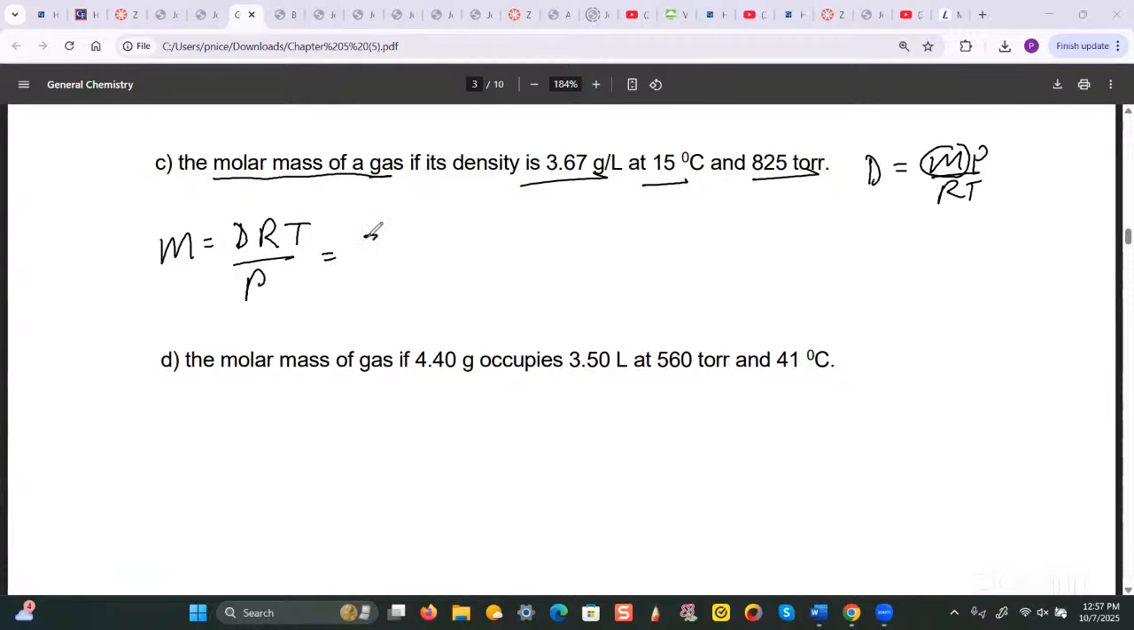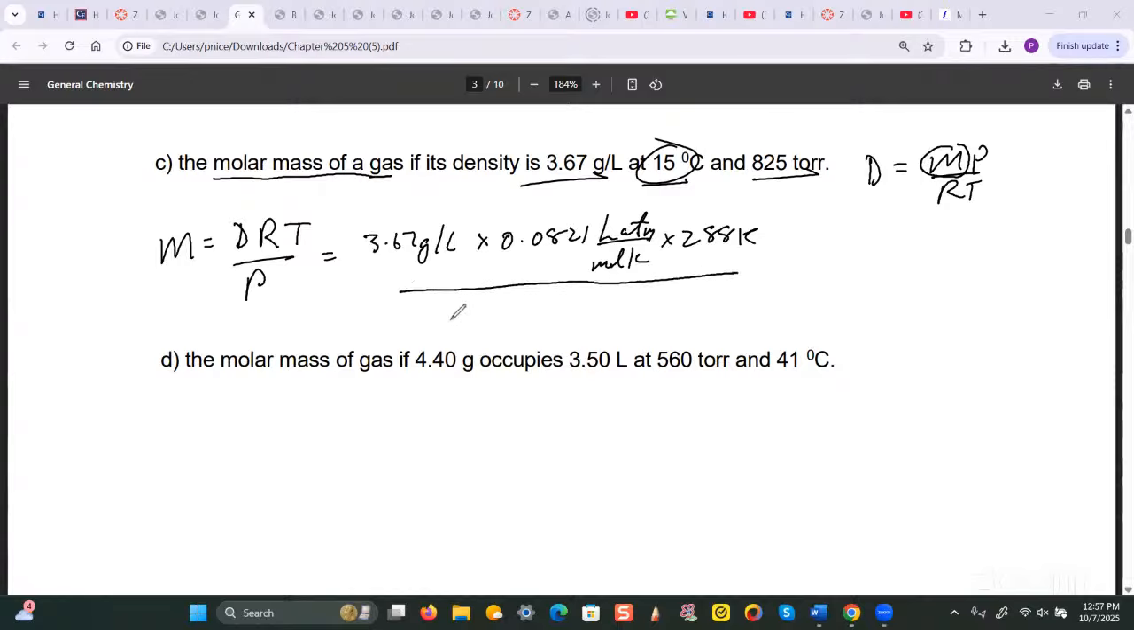So the D is 3.67 grams per liter, multiplied by the R, which is 0.0821 liters atmospheres over mole Kelvin, multiplied by the temperature, which is 15 degrees, which we have to convert to Kelvin, so that's 15 plus 273. So that gives 288 Kelvin. And then we divide by P, which is 825 torr.